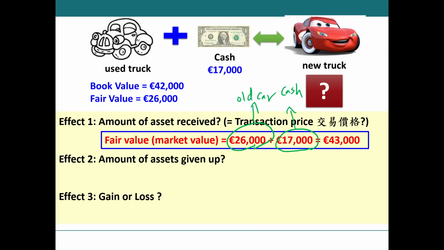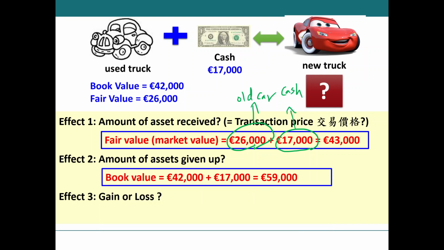Okay, so that's what you got. And what did you give up? You give up two things, right? First is your old car. So what's the value you have for your old car? That's for your old car. And this is for the cash you paid. Okay, so you give up the book value, right? The value you have on your accounting book. So that's the PP&E and the cash, the value you give up.